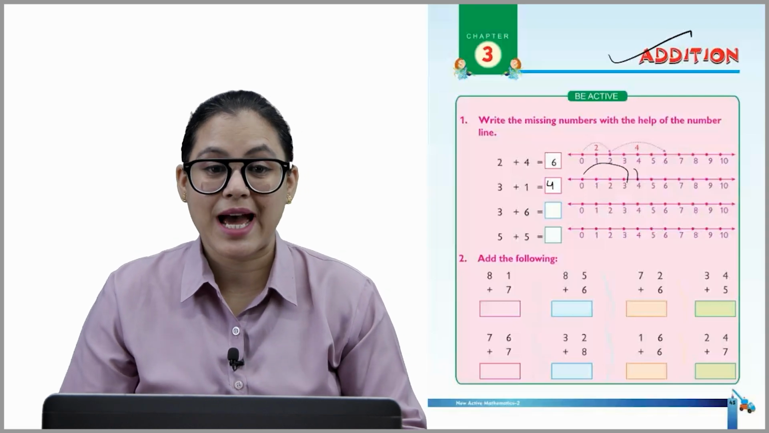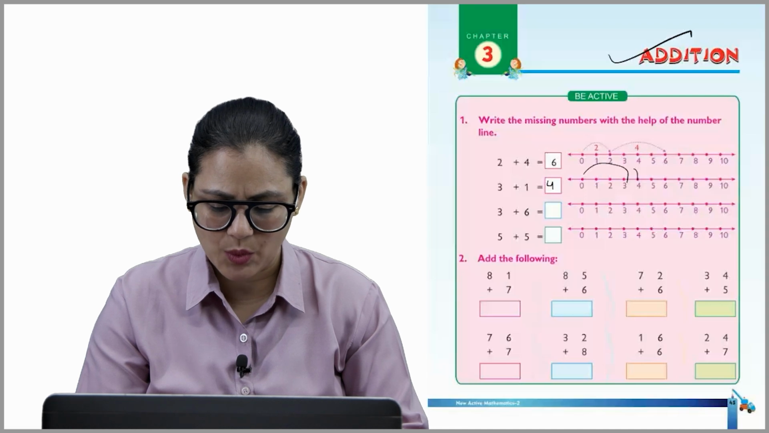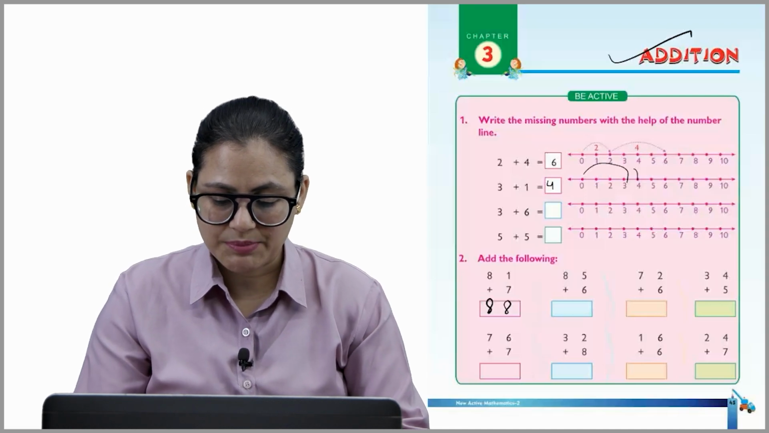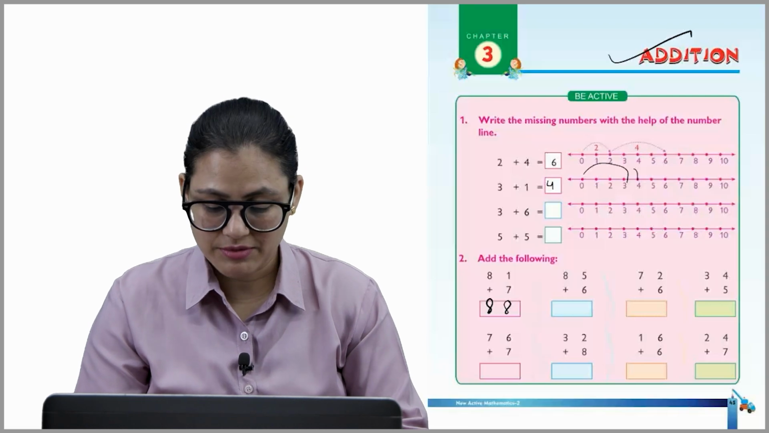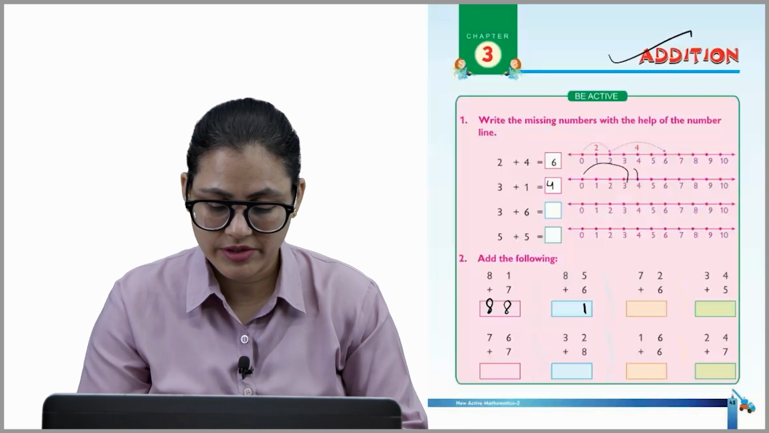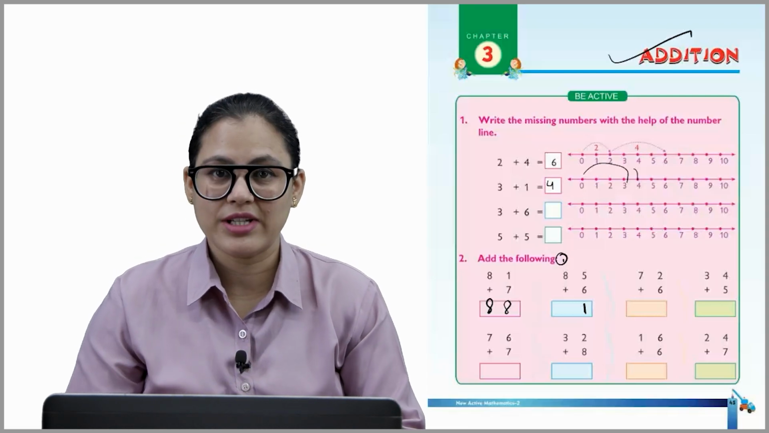Question number 2 is add the following. Let's add 7 plus 1 is 8. 6 plus 5 is 11. Remember, we will write only 1 and the other 1 we will write over 8. So 1 is carry actually, and 8 plus 1 is 9, right?